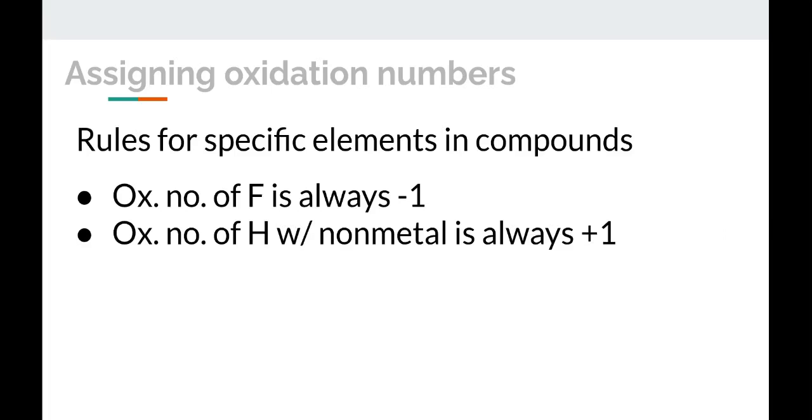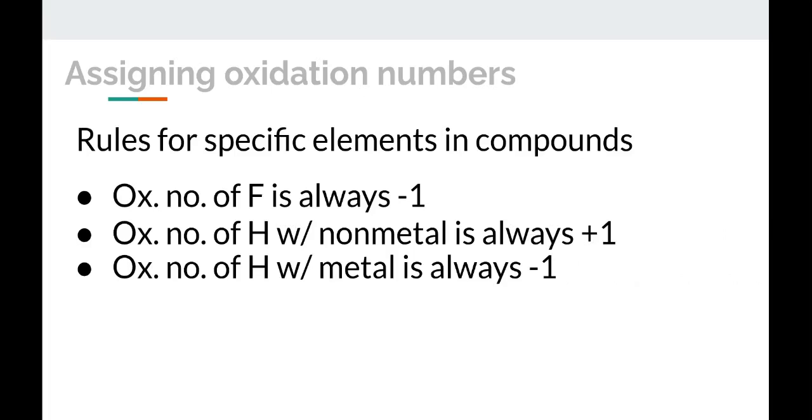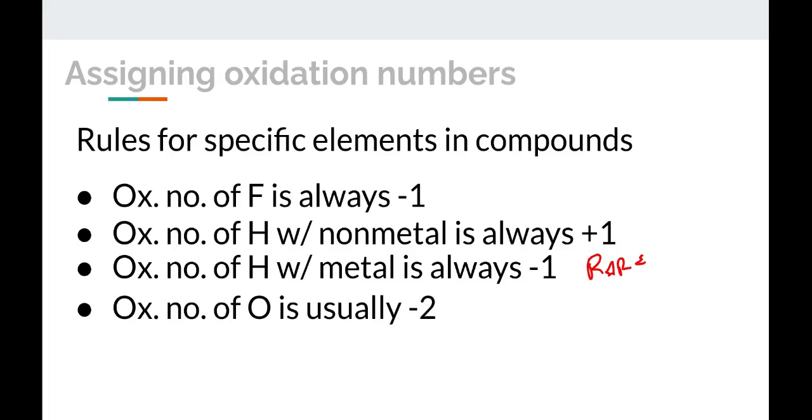The oxidation number of hydrogen when it's bonded with a nonmetal is always +1. And this is usually how we're going to see hydrogen. If hydrogen happens to be bonded to a metal, then its oxidation number is always -1. We aren't going to see this too often. That's going to be pretty rare in our experience in AP chemistry. The oxidation number of oxygen is usually -2 when it's in compounds. This is almost always how we're going to see it.